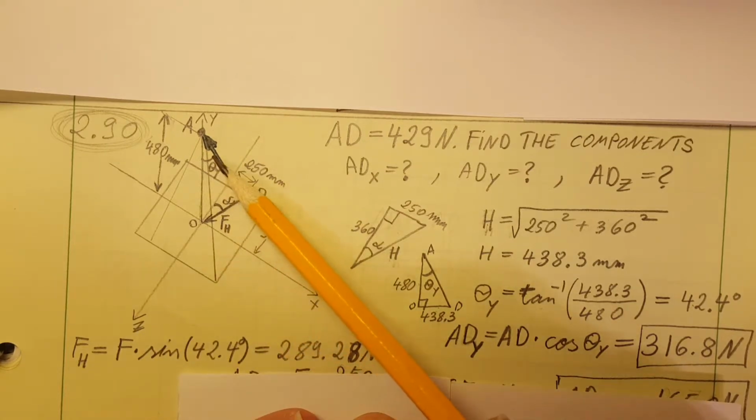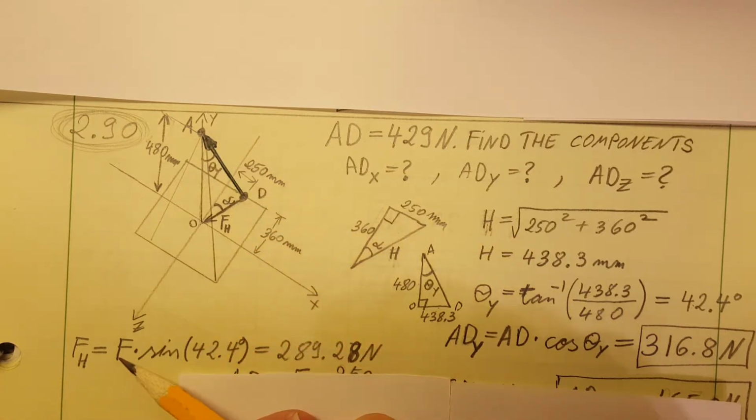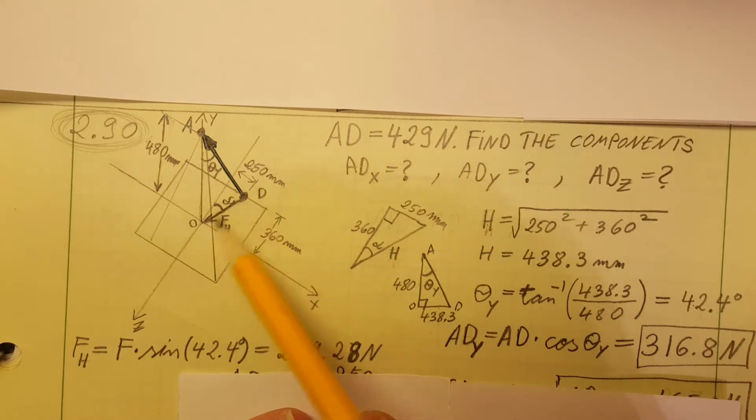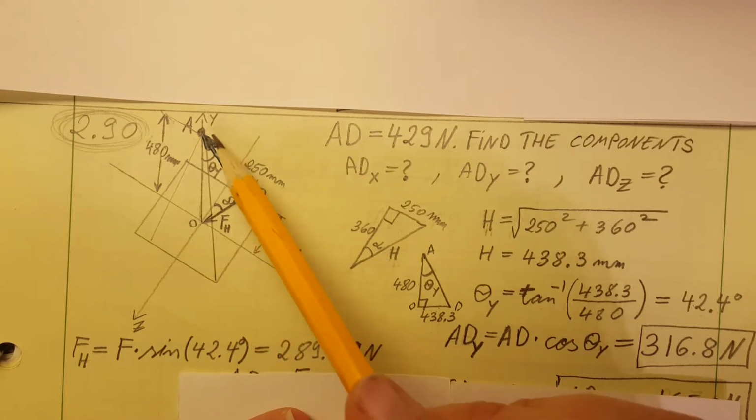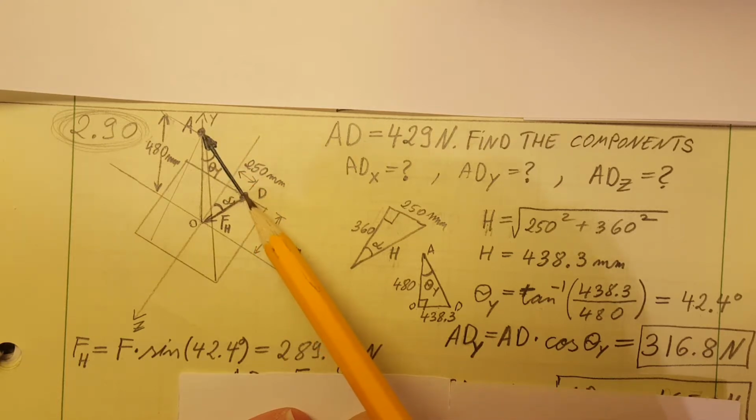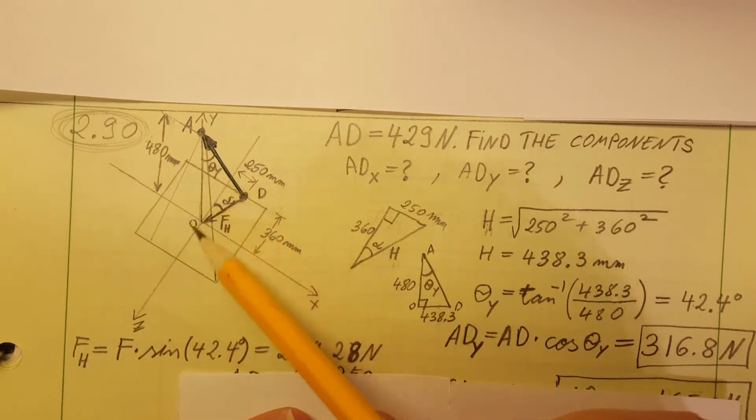So we know this angle, so the force, which is AD, I just denote it as F for simplicity, times sine of the angle, which is 42.4. And the calculator is going to give us 289.28 newtons. Now this FH is important because now with the help of FH we are able to find the component of AD in the X and in the Z direction.